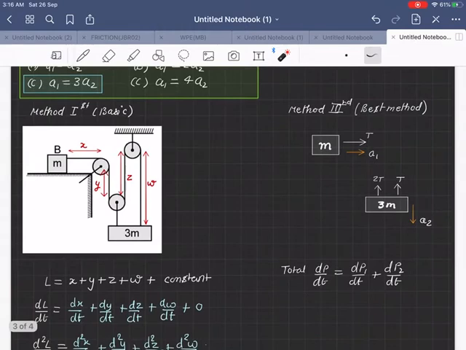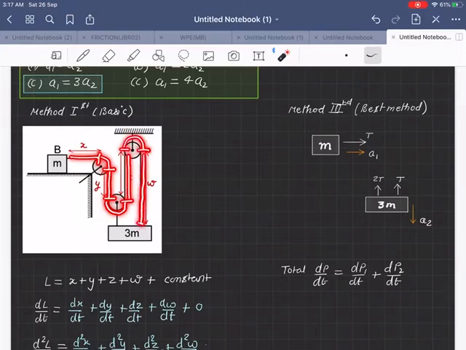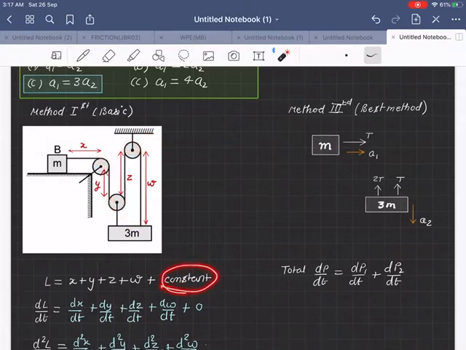So method 1, here we have already prepared x, y, z and w as the segments of the length. Here x is some portion which is going to be constant, then y is some portion of the string which is going to be constant, then z again this portion is constant, and then w. Now why am I saying these portions are constant? Because they are part of the circumference. Like here it is half of the circumference, here half of the circumference, here 1/4 of the circumference, which is going to be constant in this case.